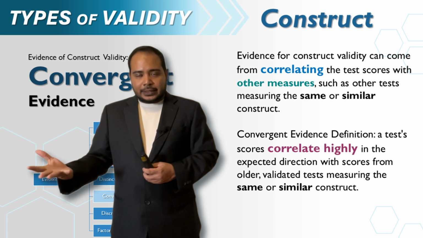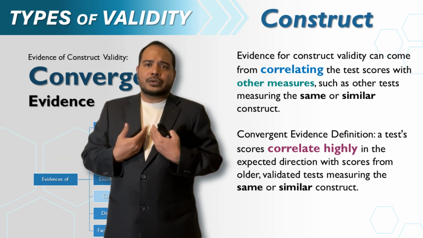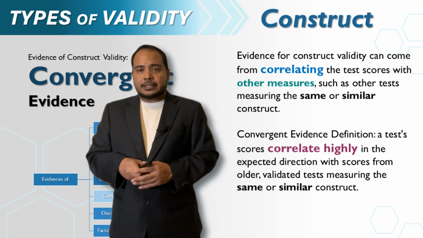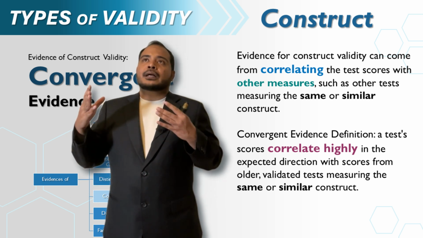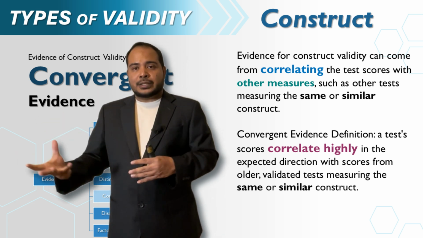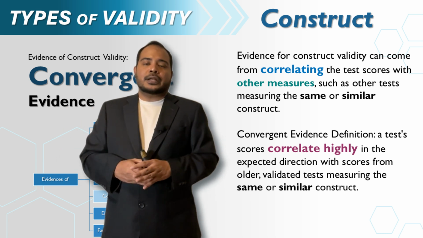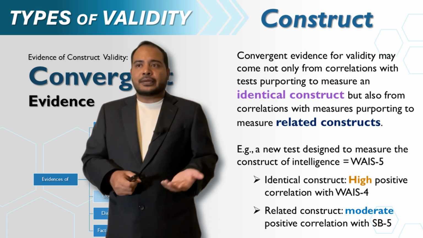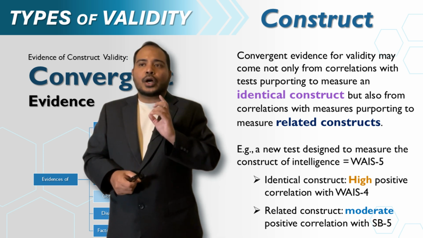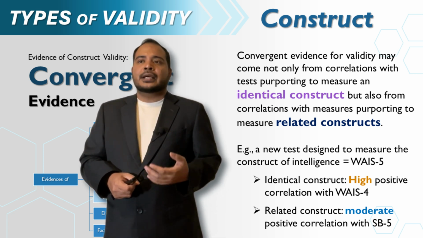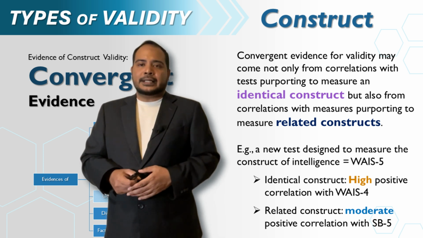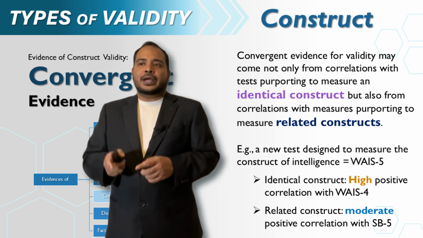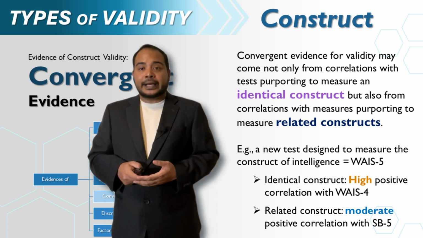I go and collect data for my newly developed motivation test, and I also include the older version of the motivation test. So in this case, I was hoping that the test score of the newly developed motivation test will have a high positive correlation with the other test. Convergent evidence for validity may come not only from correlation with tests purporting to measure an identical construct, but also from correlation with measures purporting to measure related constructs.